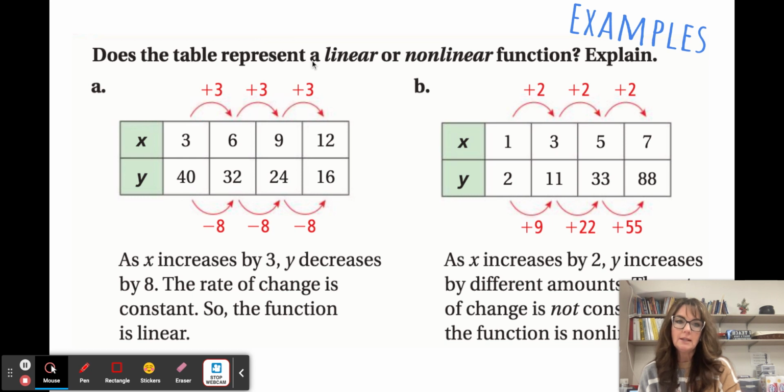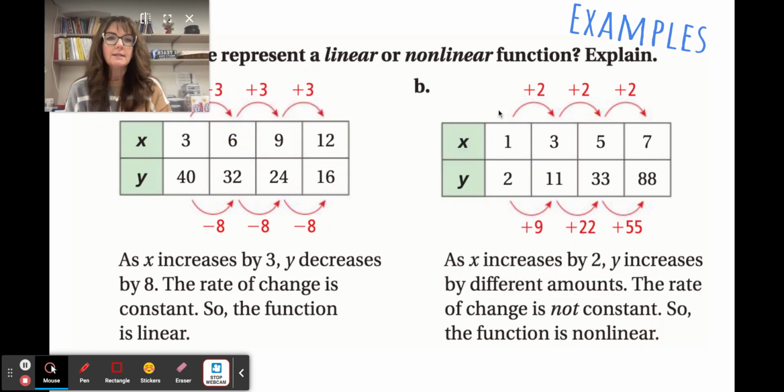If we're looking at the example from the book, and we want to know if it's linear or nonlinear, we simply look at the change in x, look at the change in y. We know that the rate of change is the change of y over the change of x, like we're looking at the slope. It says as x is increasing by 3, y decreases by 8, so the rate of change is constant and it's linear. Over here in part B, it says that as x is increasing by 2, y increases by different amounts. So therefore it's not constant, and it's not linear.